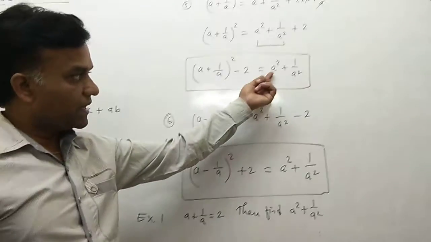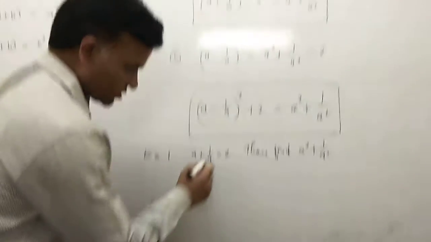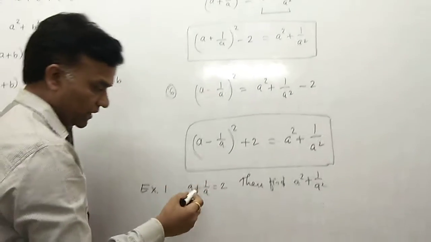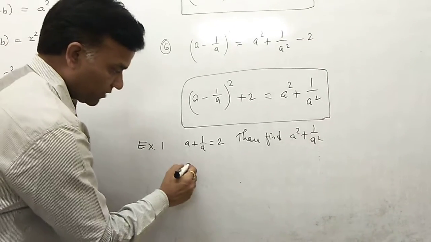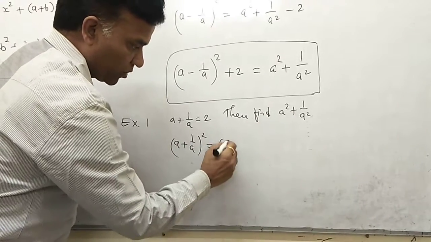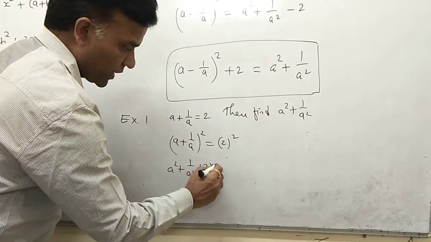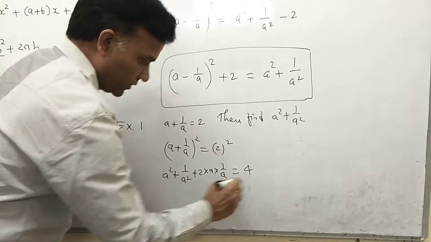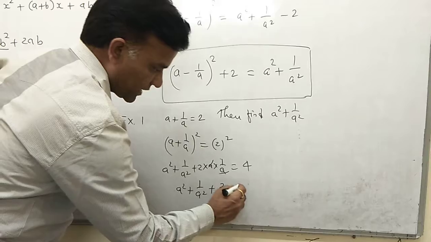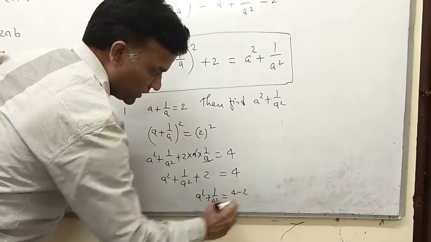So using this concept, a square plus 1 by a square, we know this formula, but here we are not using the formula directly. You can use the concept of whole square, or if you have learned the formula, you can write it down directly. So first, we take the whole square of this term because we need to find the square. Squaring on both sides, a square plus 1 by a square plus 2 into a into 1 by a is 4. Since a cancels out, a square plus 1 by a square plus 2 equals 4, so a square plus 1 by a square is 4 minus 2, which is 2.